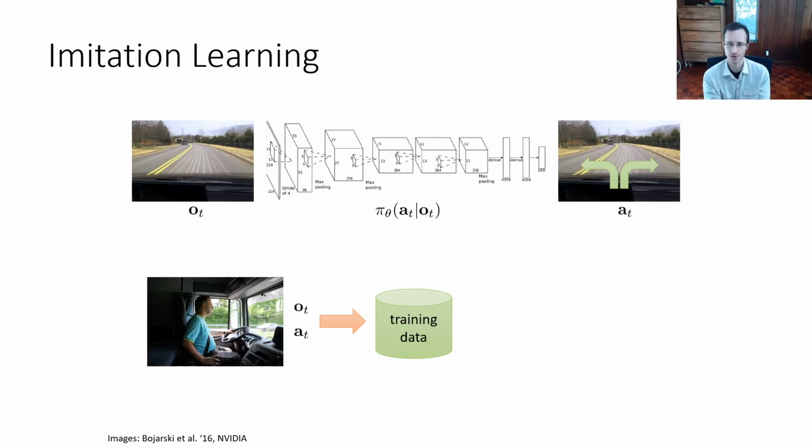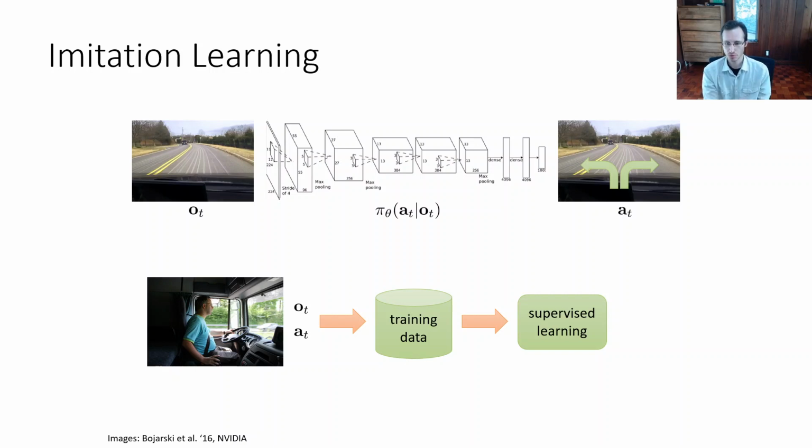And now you can use this training set the same way that you use a labeled data set in, let's say, image classification, and just train a deep neural network to predict distributions over A given O using supervised learning. That is the essence of the most basic kind of imitation learning method. We sometimes call this kind of algorithm behavioral cloning because we're attempting to clone the behavior of the human demonstrator. So that's a very basic algorithm.